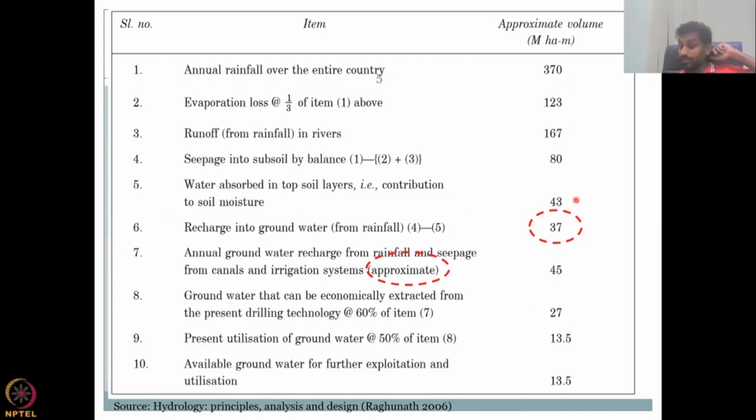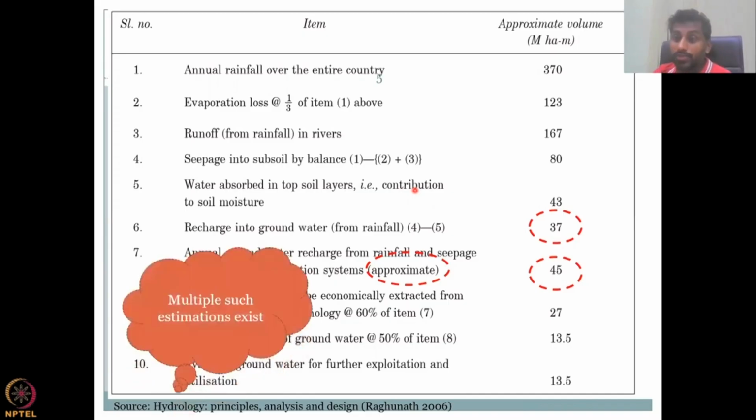Is it actual data? If it's actual data, they'll give you the data source. Otherwise, it is approximate, and there are differences. Okay, they have identified only the parameters that they want to be sure of. The others, they give very blatantly as approximate. So driving home here is that there are multiple methods for estimation of groundwater recharge.